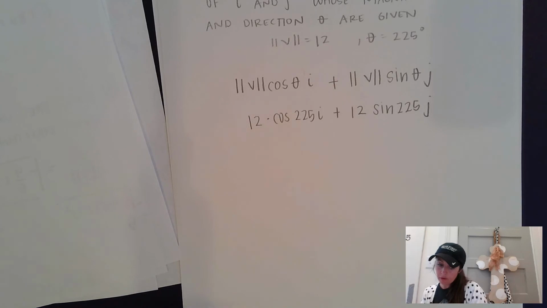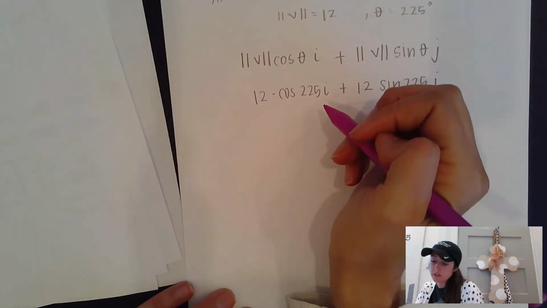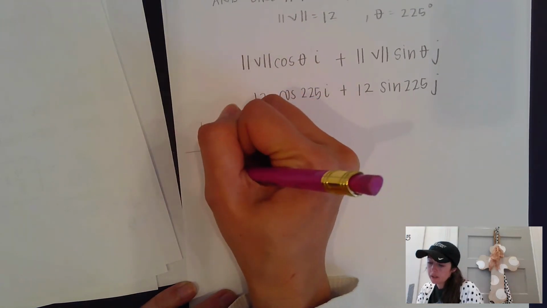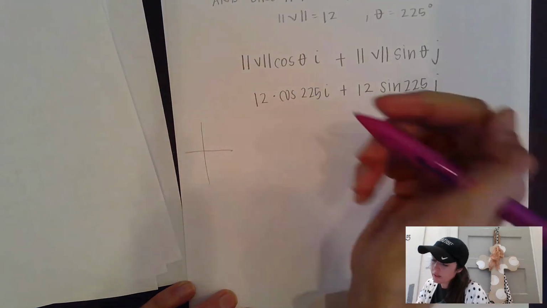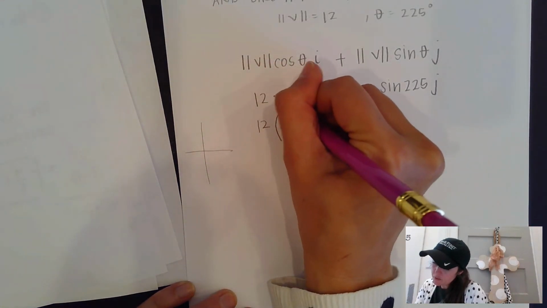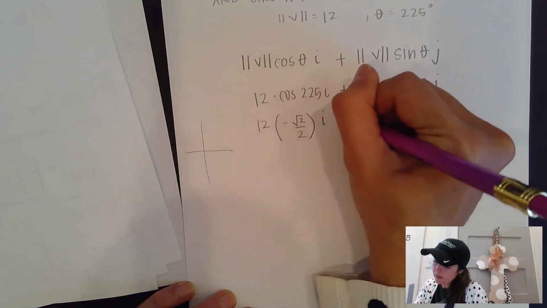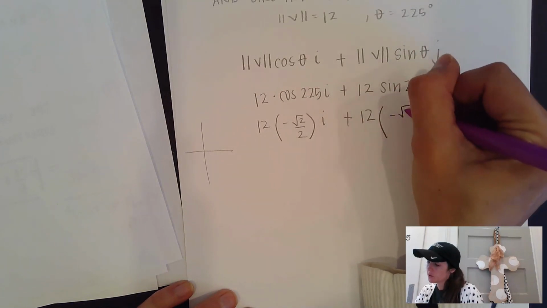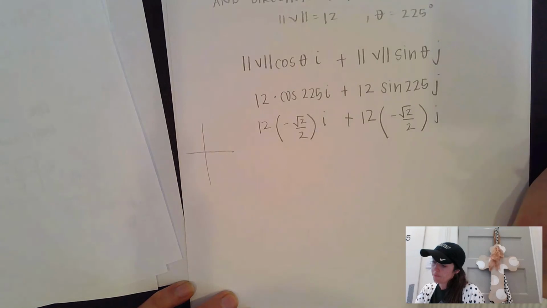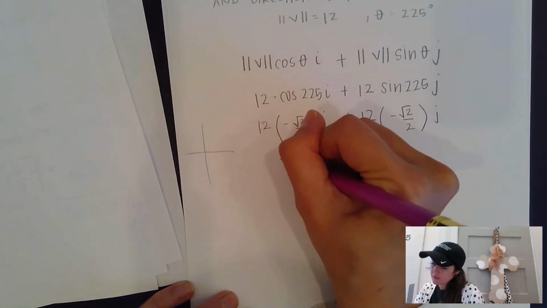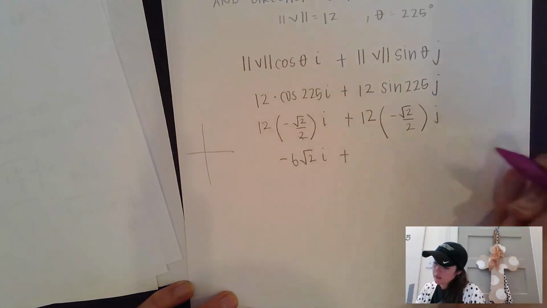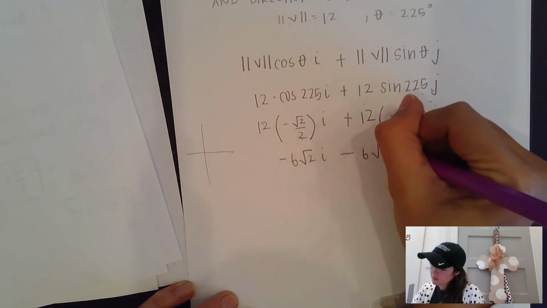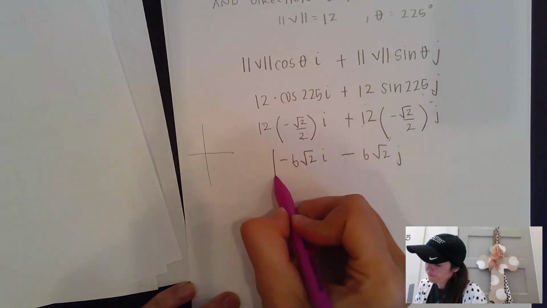Good deal. All right, so cosine of 225 is the 45-degree angle, but where does that lie? So 180, so it's going to be inside here, so it'll be a negative. So this will be a 12 times a negative square root of 2 over 2, i, plus 12, and then sine of 225 is also going to be a negative, so it'll be a negative square root of 2 over 2, j. So this will be a negative 6 square root of 2i, plus, that's going to actually be a minus 6 square root of 2j. And there we go.